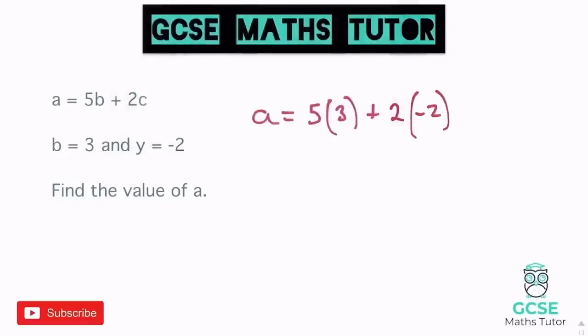All we have to do is now multiply these. So 5 times 3 is 15. 2 lots of negative 2 is negative 4. And we're adding these together. So 15 add negative 4 is 11. Remembering that these just become a takeaway. So it's 15 take away 4. So a would equal 11.